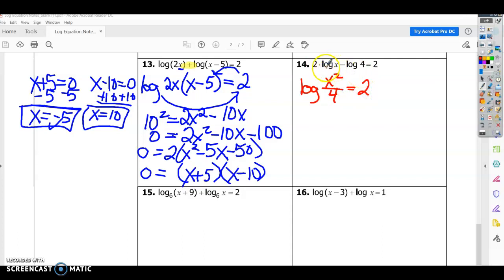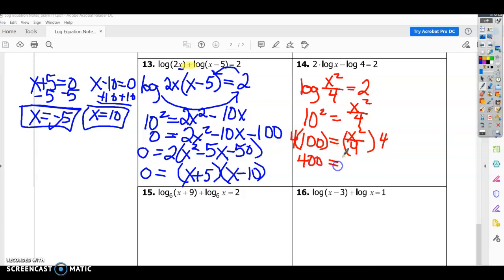All right, again, this one is a common log. Since there's no base, that's assumed to be base 10. So we're going to say 10 squared equals x squared over 4. 10 squared is 100. And then we have x squared over 4. Since we're dividing by 4, to get rid of that, we move it to the other side by multiplying. So 4 times 100 is 400 equals x squared.